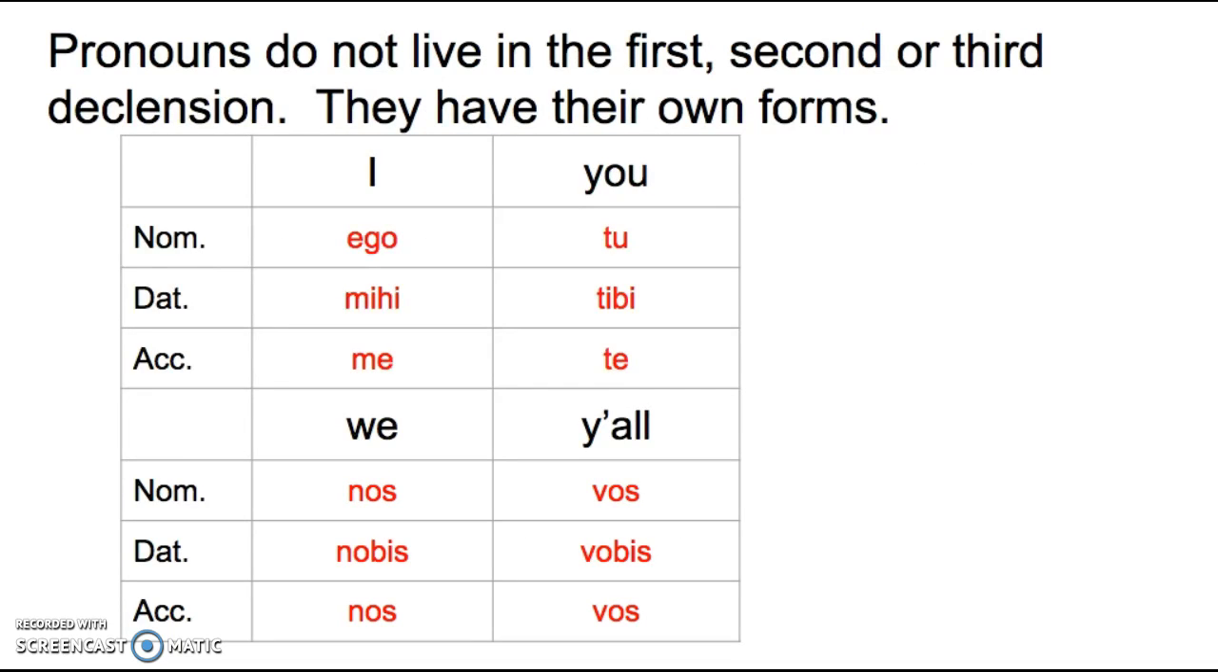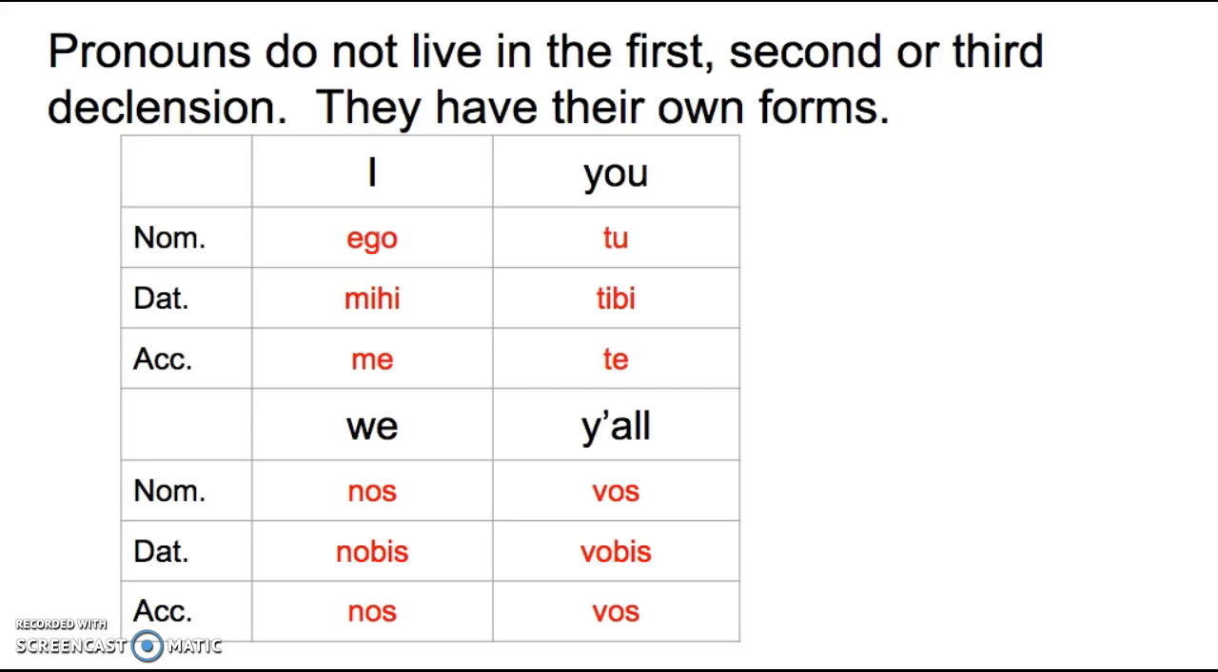I, in the nominative, is ego. If you give something to me, that's dative, mihi. If you do something like you see me or hug me, me would be accusative. You is tu when it's nominative. If somebody gives something to you, that's dative, that's tibi. If somebody hugs you or kicks you or finds you or sees you, that would be accusative, that's te.